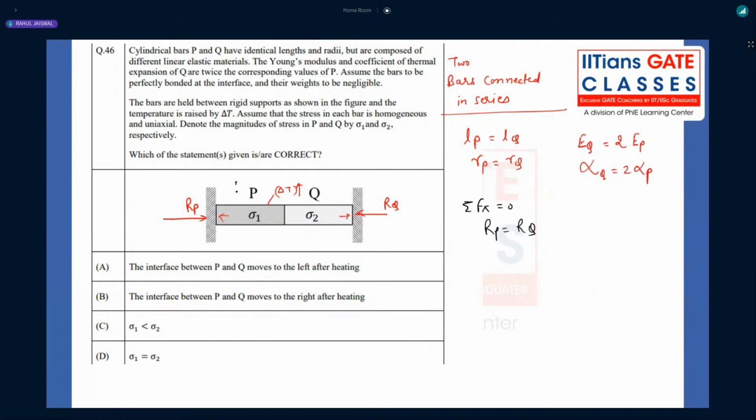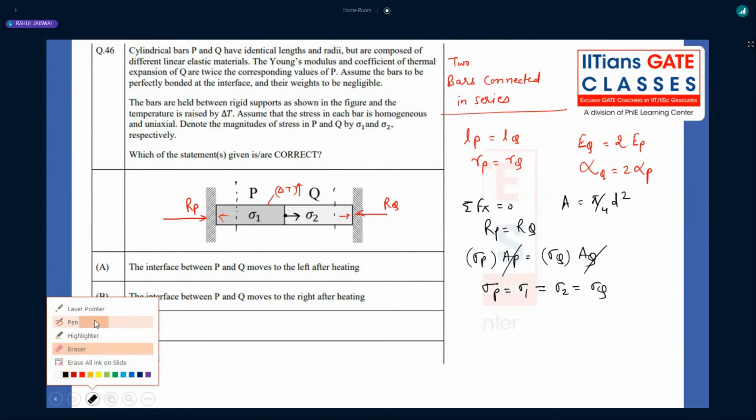What is Rp when you consider force, right? That is sigma P into area of P. Sigma Q into area of Q. Area will be what? Pi by 4 d square. But they have clearly mentioned that the diameter will be the same, radius will be the same, so they will cancel out. So sigma P, that is denoted by sigma 1, will be equal to sigma 2, that is denoted by sigma Q. So option D will be correct. That is, thermal stresses will be the same, right? If I apply a load also, in that case, that is not the equal scenario, right? But here they have not given any intermediate or any external load, so that is going to be 0, right?